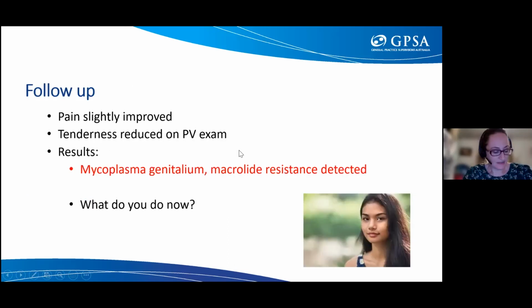Follow up. So this patient comes back and she's improved at 48 hours. She's slightly less tender, and we got her results, and she's actually got a macrolide resistant mycoplasma. And this is something that we are seeing more and more of. Mycoplasma is a big problem. We did a recent audit of 12 months' worth of PIDs at family planning, and we saw mycoplasma in about 9% overall of our PIDs, but it was almost a third of PIDs where we had an STI identified. So it's certainly up there.